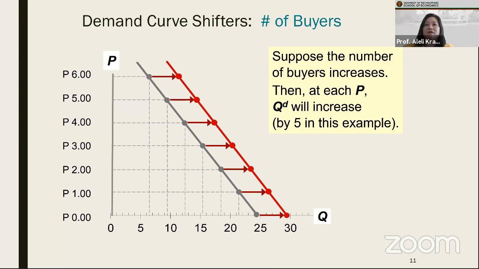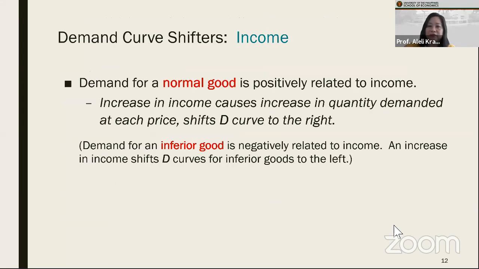What would be the other demand shifters? The other factor, of course, is the income of consumers. However, the direction of the effect of changes in income depends on the type of the good that we are considering. We distinguish two types of goods, a normal good and an inferior good. A normal good is a good whose demand increases as income increases. An inferior good is one whose quantity demanded decreases as income increases.